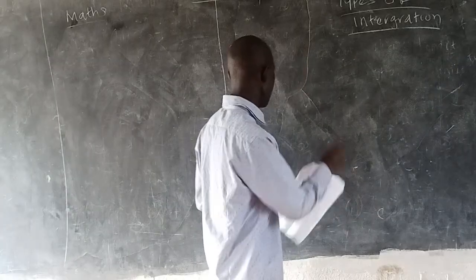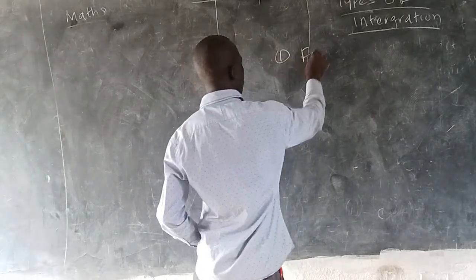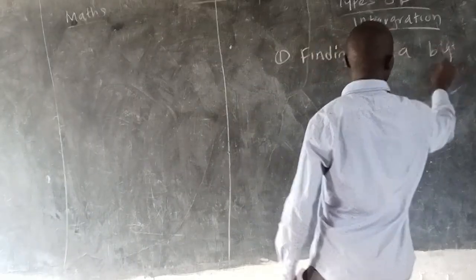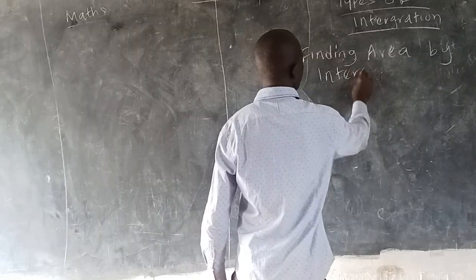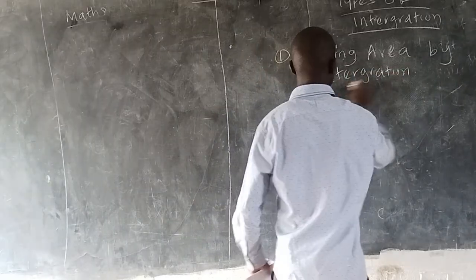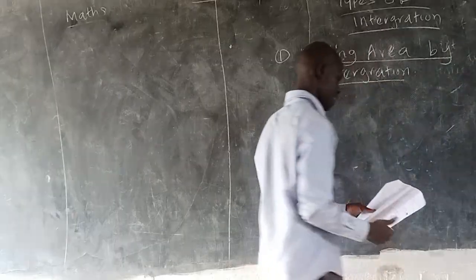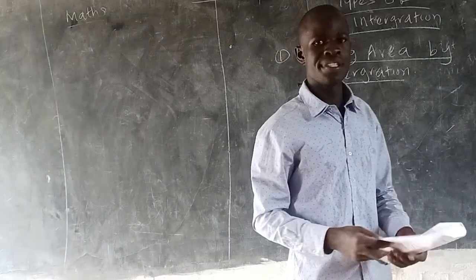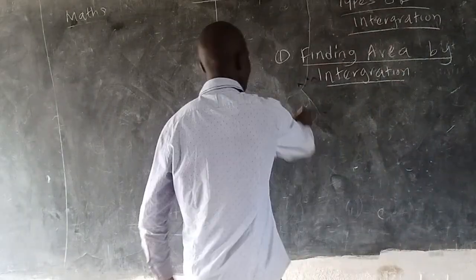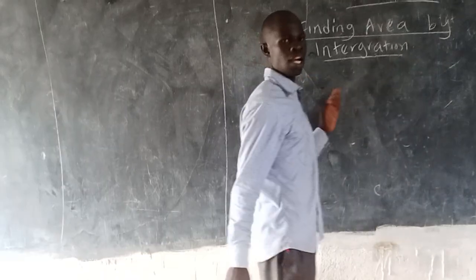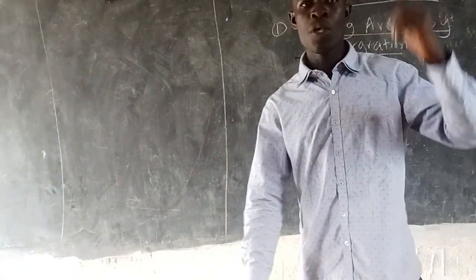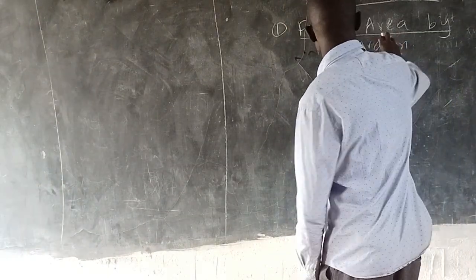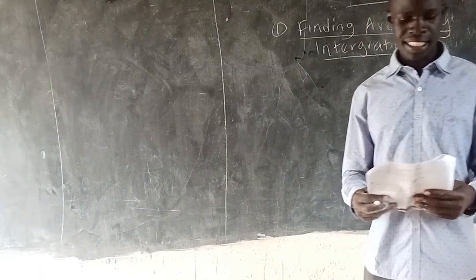Okay, students, welcome back. Now we move on by looking at another subtopic, that is finding area by integration. Students, we can use integration to find the area, and this gives the exact area. We have other methods of finding area like use of the mid-ordinate rule and use of the trapezoidal rule. But integration is the one which gives the exact area.